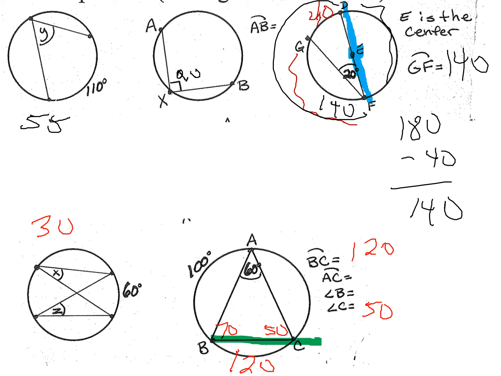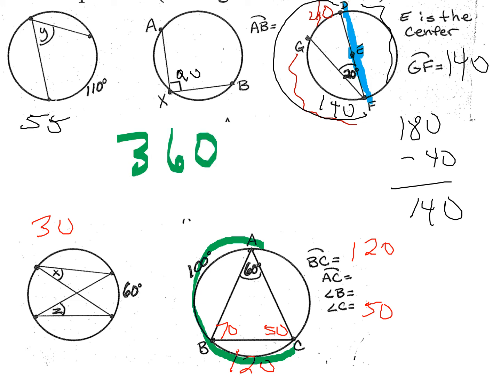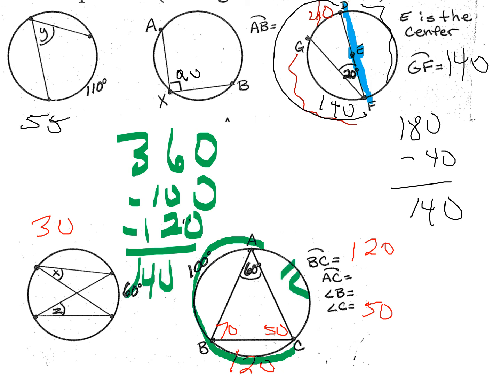Or you could go on just the outside. What is the whole outside supposed to be? 360, and you're missing this one piece. 360 minus 100 minus the 120 at the bottom is going to give you 140. And so that's 140, and AC is 140, and B is 70. And that's what it should have been. It doubled to make that 140 that way. So your choice on how you work that one.